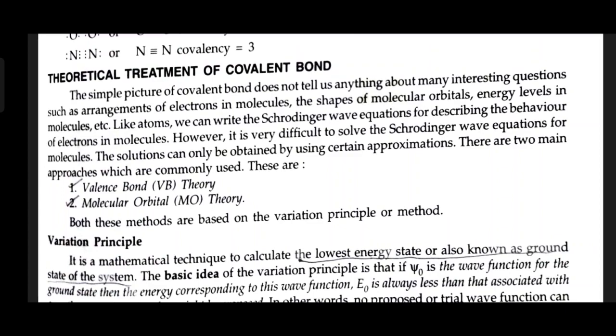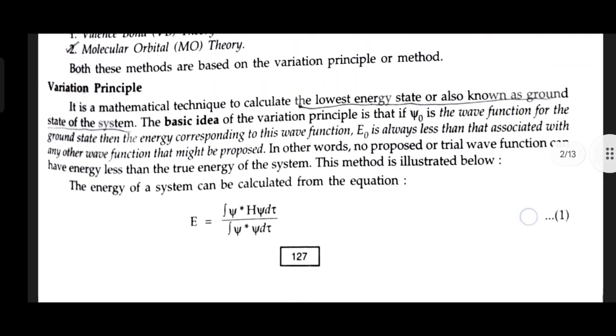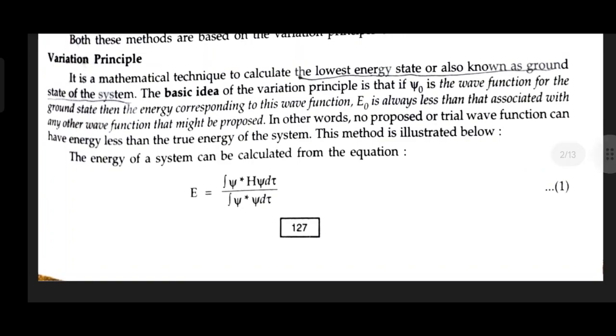There are two main approaches which are commonly used. These are valence bond theory and molecular orbital theory. Both these methods are based on the variation principle or method. Now, variation principle. It is a mathematical technique to calculate the lowest energy state, also known as the ground state, of the system. The basic idea of variation principle is that if psi 0 is the wave function for the ground state, then the energy corresponding to this wave function, E naught, is always less than that associated with any other wave function that might be proposed.